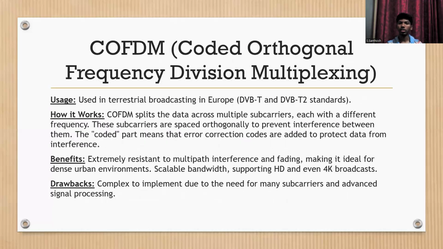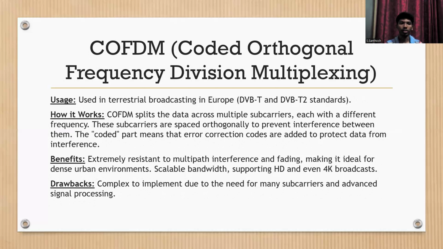Now looking at the COFDM, as I said, this is a terrestrial broadcasting system, and over here we can also use it to transfer Ethernet data, like having an internet connection or Wi-Fi connections, along with the normal cable TV connections. And it is mostly used in Europe. And the previous one that we saw, that is the QAM, is mostly used in India and some parts of Australia also.